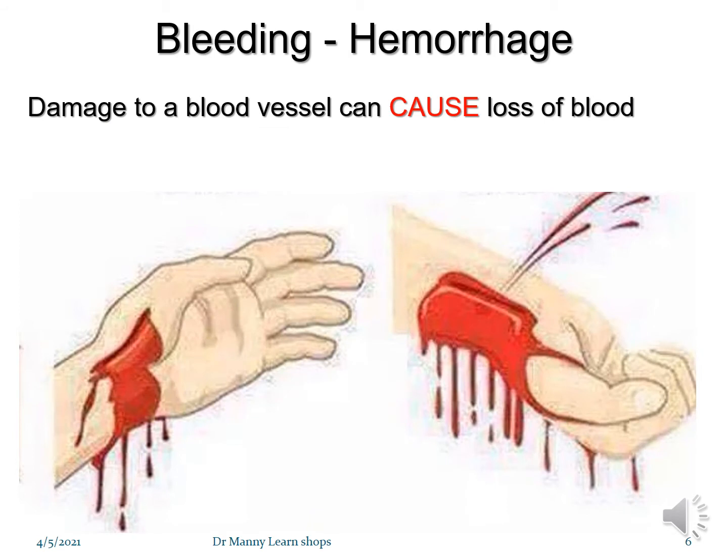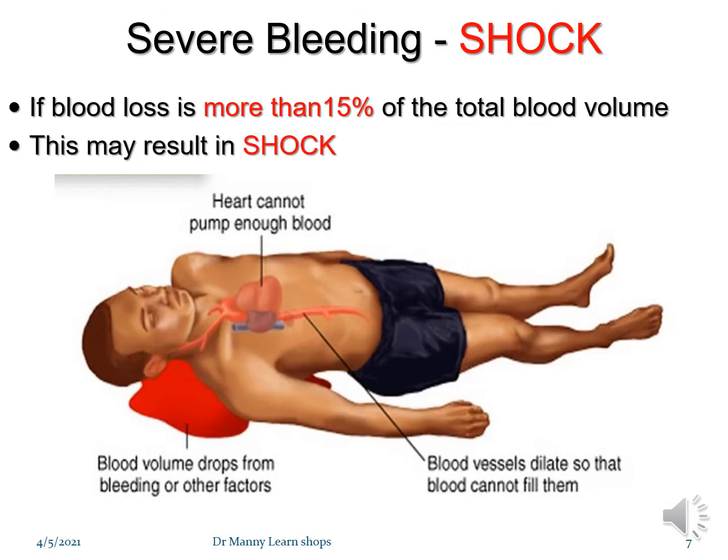Bleeding or hemorrhage is damage to a blood vessel that can cause loss of blood. Severe bleeding is also known as shock if the blood loss is more than 15% of the total blood volume. And if you lose 15% or more, this may result in shock. Essentially, you've lost circulating blood volume and the heart just can't pump enough blood.